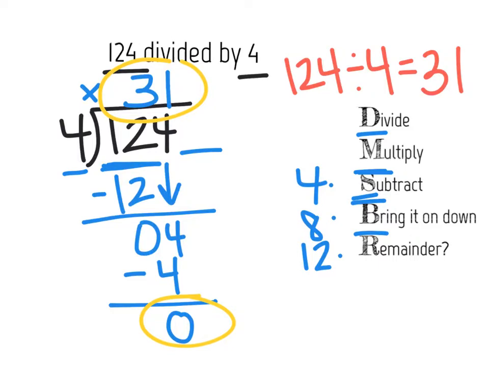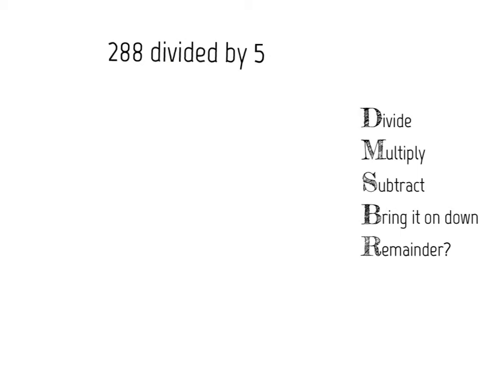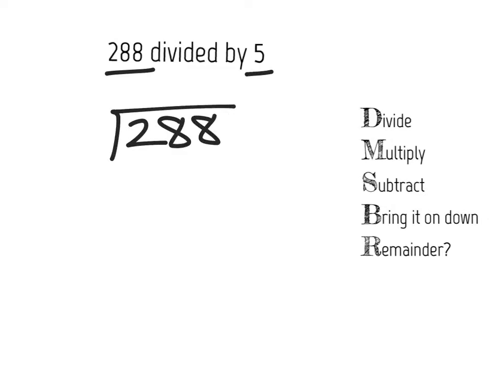Okay. All right, one more. I believe this is our last one, another 3 by 1 digit. So we have our dividend, which is 288, divided by our divisor, which is 5.